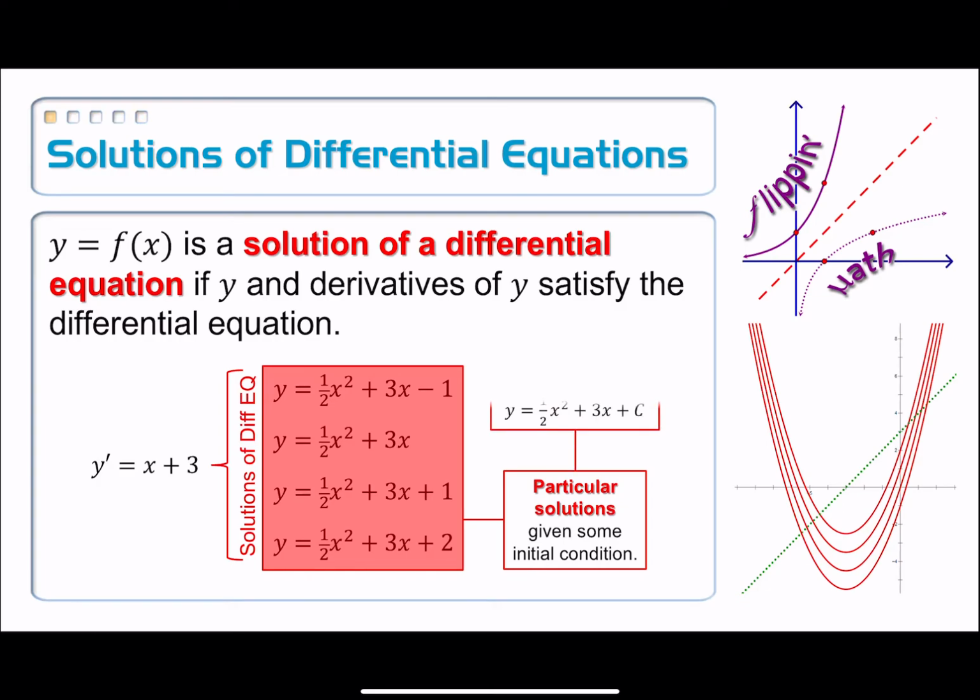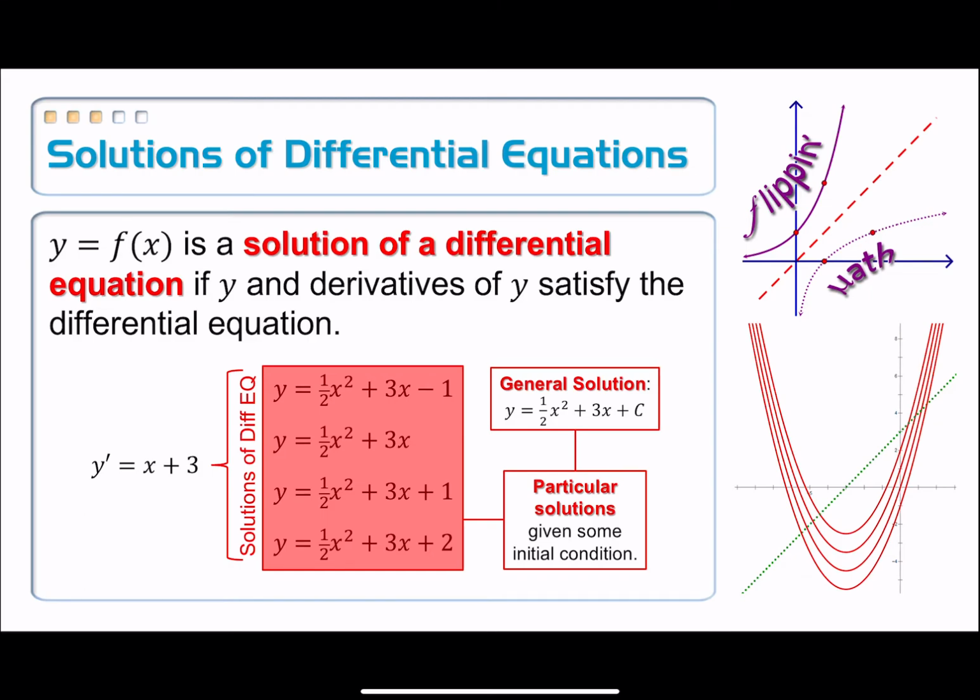Okay, each one of these is a particular solution given some initial condition. The general solution, of course, is the one that has that plus c in it, which is the constant of integration. It allows us to maybe move this thing, in this case, moving this thing up or down. And we're going to see that's not the only thing that's possible. We can also have some other kind of transformations that are happening there.